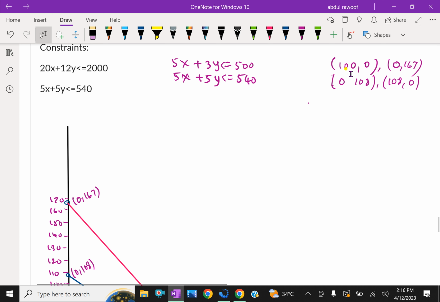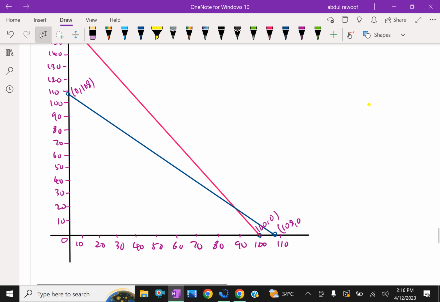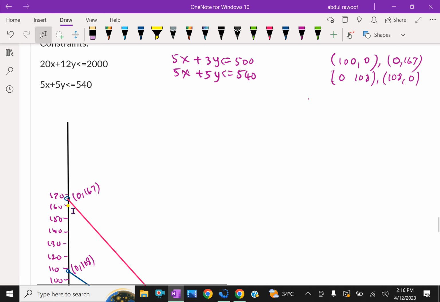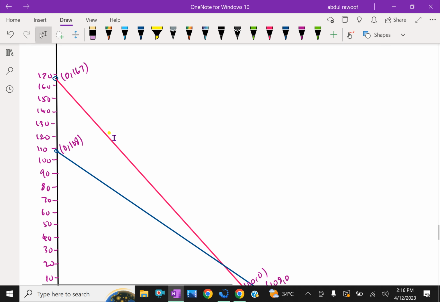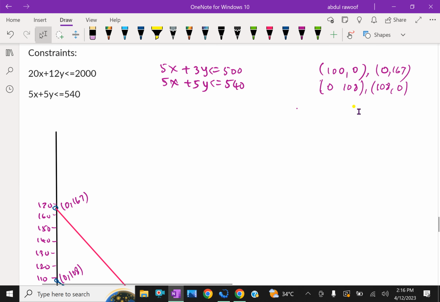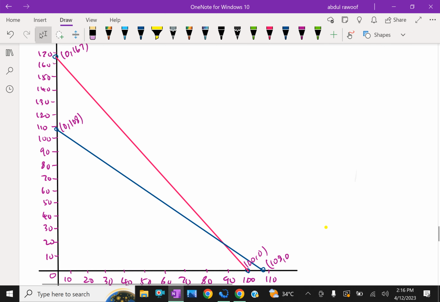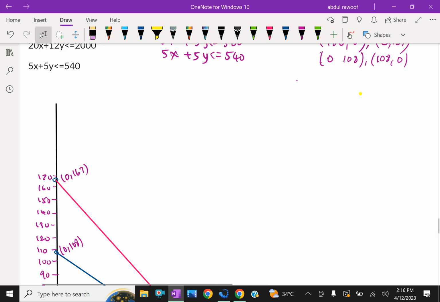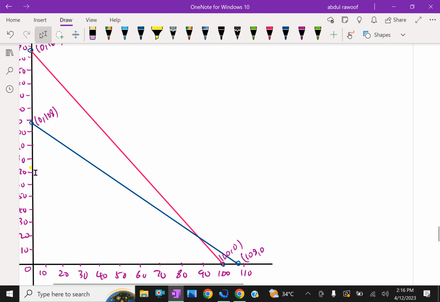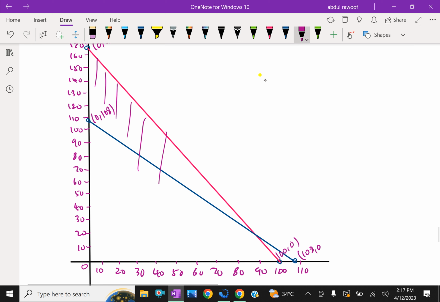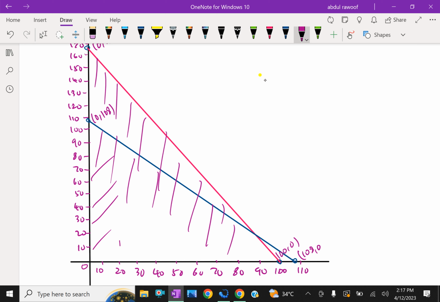Put the first point here, x equal to 100, y equal to 0, this point, and the second point, x equal to 0, y is 167. Now join these points, it gives the red line. Similarly, x equal to 0, y equal to 108, and y equal to 0, x equal to 108. The second points we substitute, we get this blue line. And x is greater than 0 here, y is greater than 0 is here. So suppose we are shading regarding the given conditions. Now these feasible solutions are these areas.